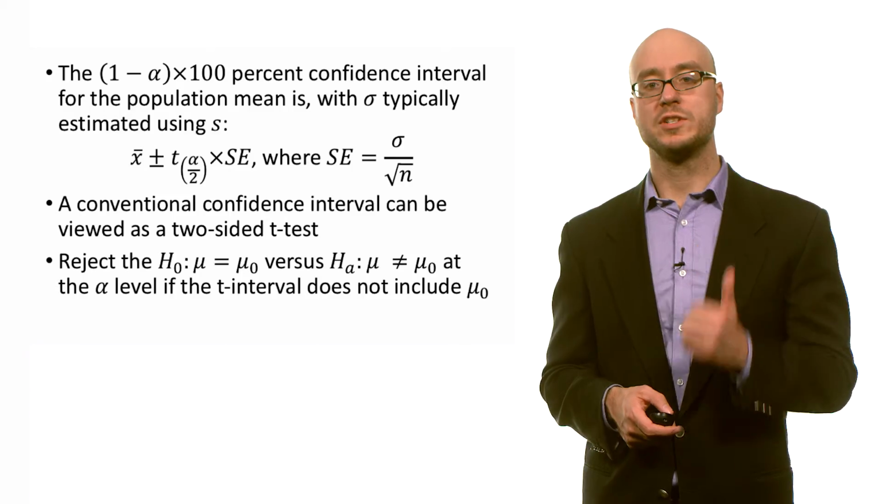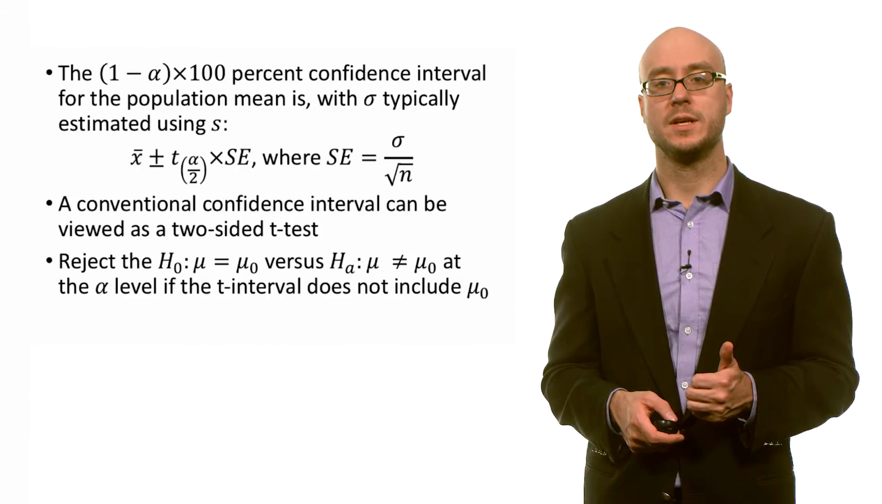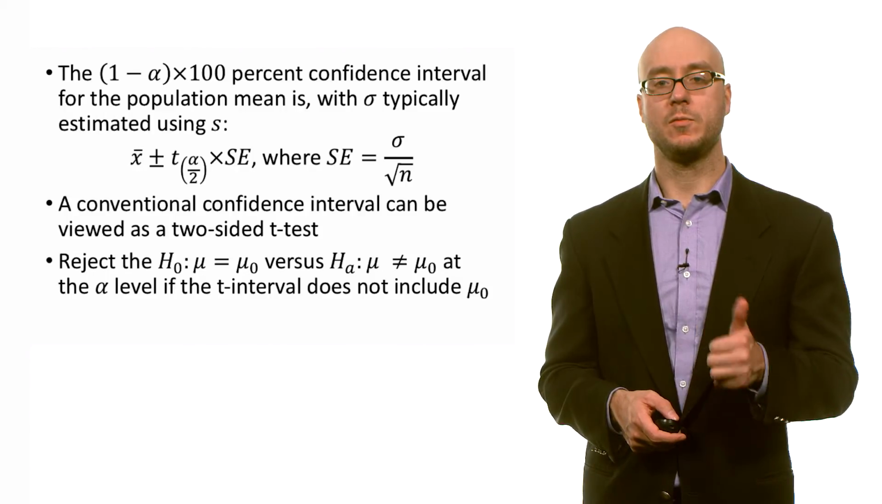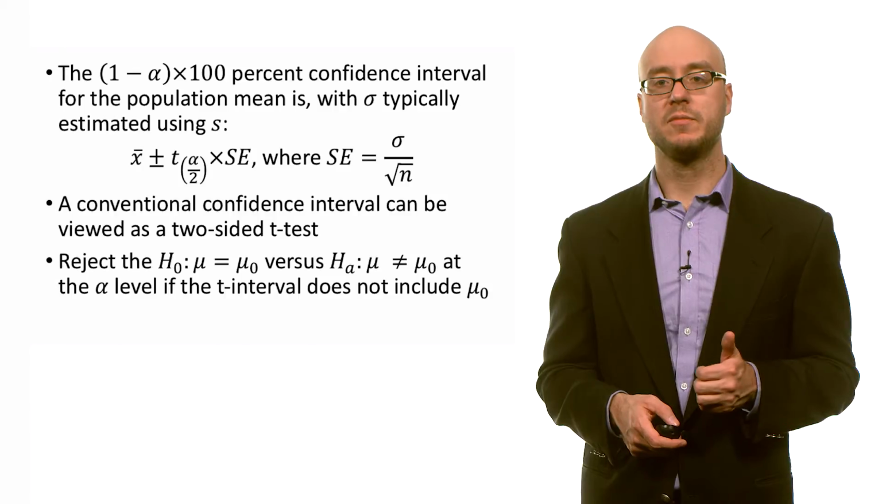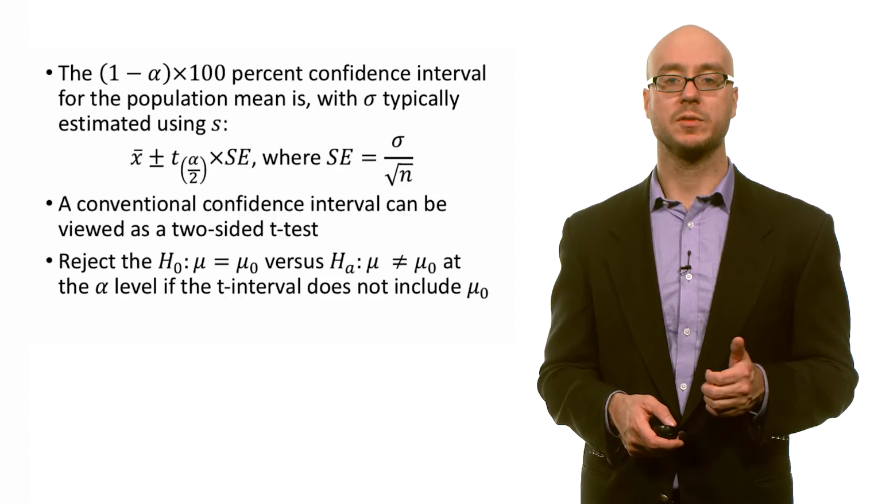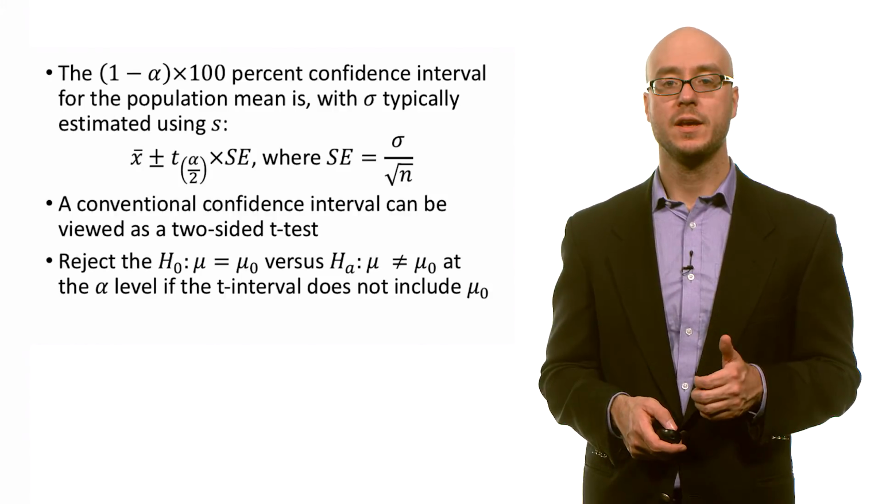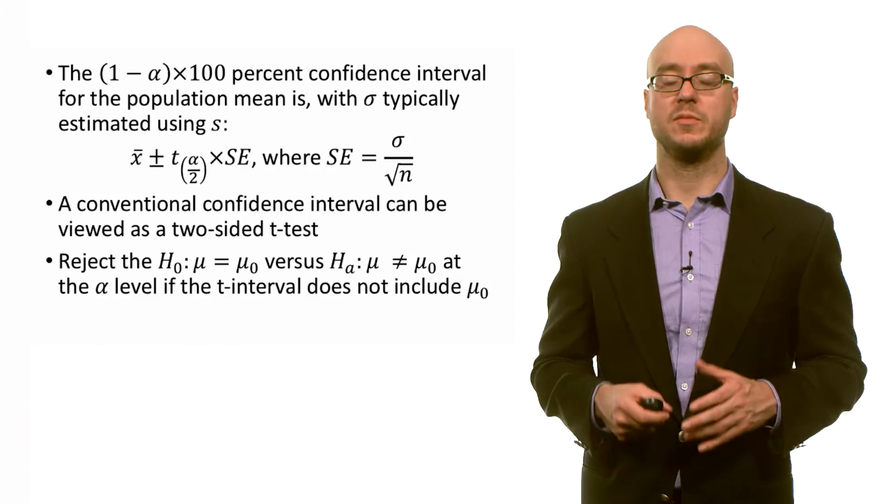A conventional confidence interval can be viewed as a two-sided t-test. We reject the null that the population mean is equal to some claimed value, versus that it's not equal to the claimed value, at the alpha level, if that t-interval doesn't include that claimed value of the population mean. So if the null is out, then it's in doubt. Keep that in mind. That's our mantra.